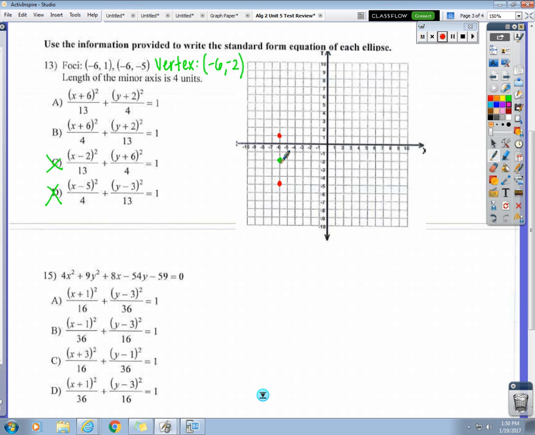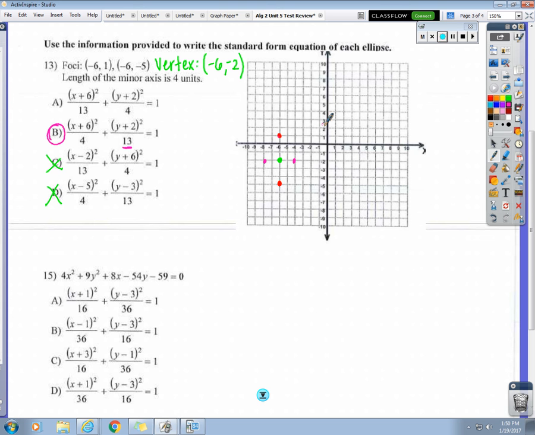So if the length of the minor axis is 4 units, it's 2 away this way and 2 away this way. So wouldn't that mean under the x is 2 squared, which is 4? And so it'd have to be B. Another way you could look at this is the foci are always plotted on the major axis. Well, if these are the foci, wouldn't that make the y the major axis? And wouldn't that mean the bigger of the two numbers needs to be under the y?